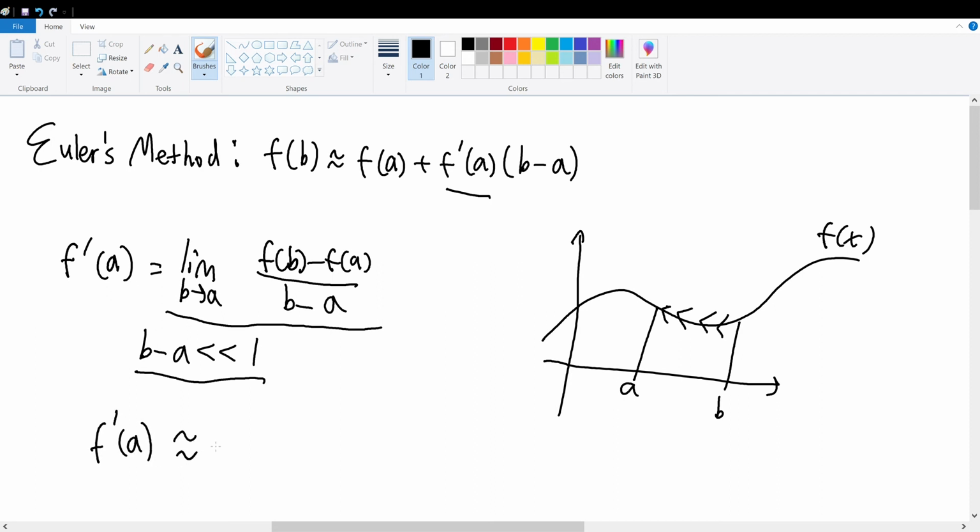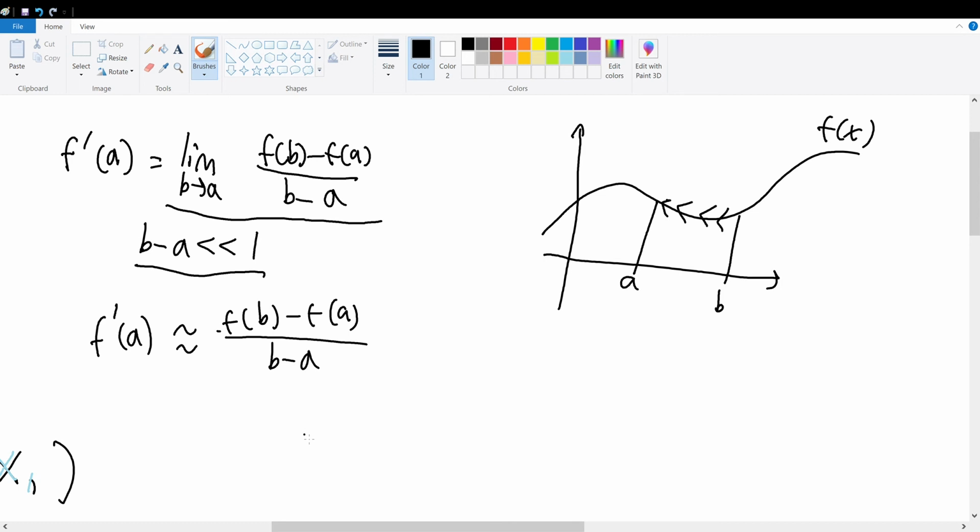is approximately f of b minus f of a divided by b minus a. Or in other words, the derivative of a is approximately the secant line between f of b and f of a. So therefore, with this in mind, what we can do is we can cross multiply to get f prime of a times b minus a is the same thing as f of b minus f of a.